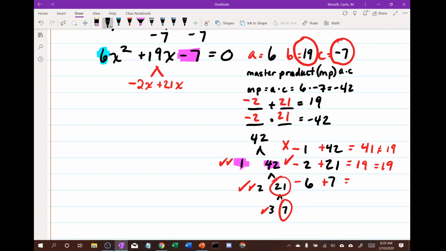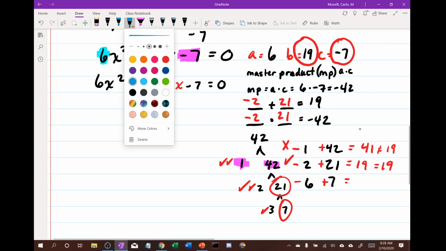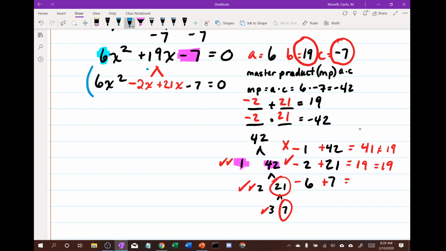And then we are going to bring down 6x squared and bring down that minus 7 and set the whole thing equal to 0. And we're on our way, ladies and gentlemen. We are on our way. Okay? We're going to put these terms into little parentheses to create two separate binomial factors.